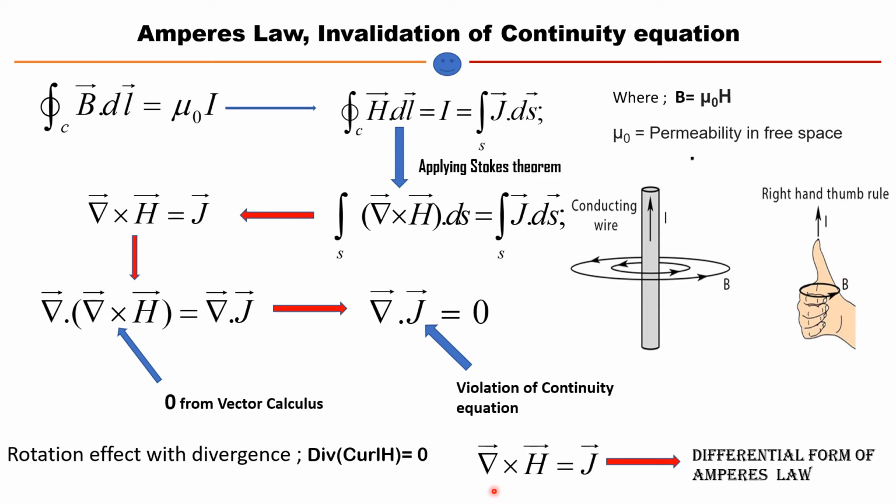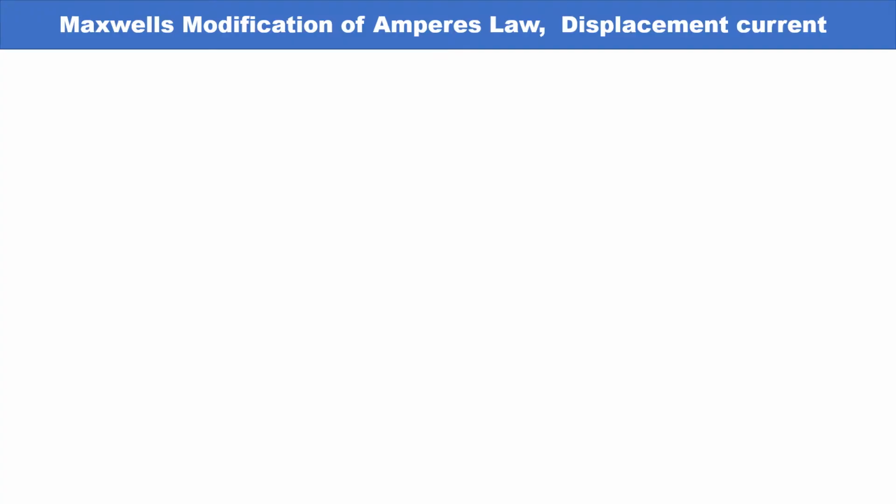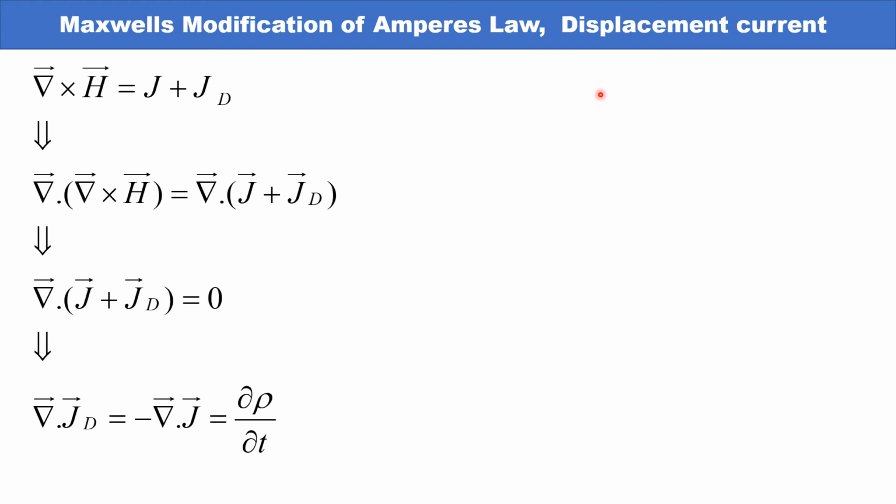So Maxwell, in his fourth equation, removes this discrepancy by adding an extra term on the right hand side of that equation. Let's see how he removes this discrepancy one by one. It's nothing tough. It's Maxwell's modification of Ampere's law and the introduction of the displacement current. Maxwell just adds a quantity on the right hand side, JD. We'll derive what this quantity is, JD, the displacement current.